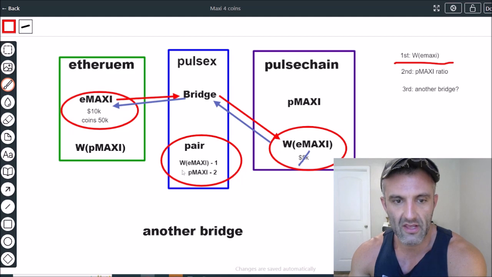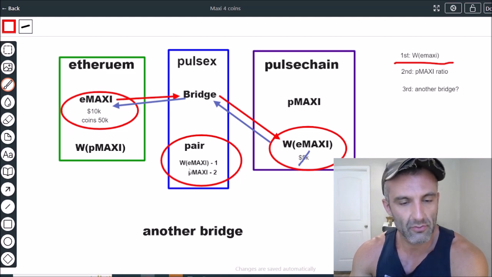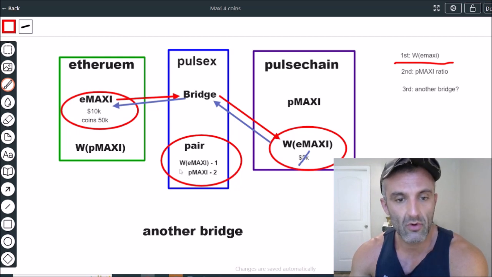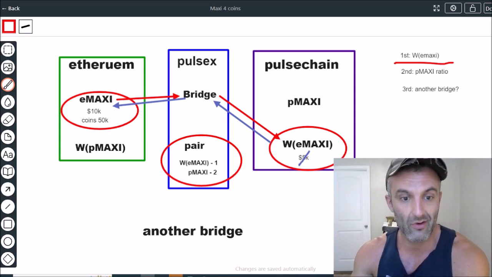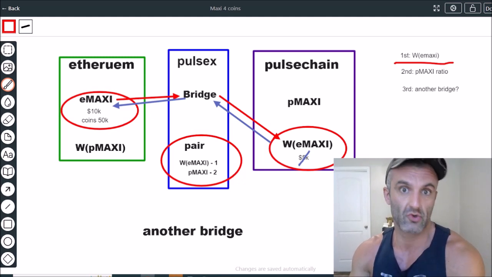So over here, let's play a little game. Say it's trading 1 for 2. What does that mean? That means you go to Pulsex, the DEX, to exchange your wrapped E-Maxi for P-Maxi. And it's 2 for 1. Remember, this is just a copy, right? P-Maxi is just a copy, right? So you think it's going to trade 1 for 1, or you think it's going to trade 1 for 2, 1 for 10, 1 for 5, 1 for 26?